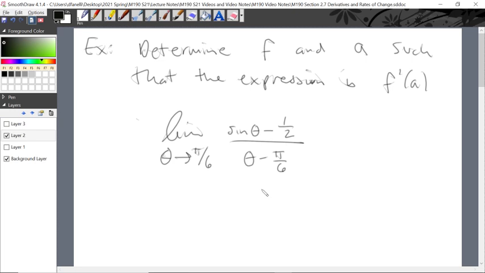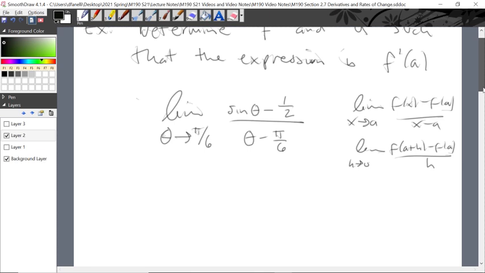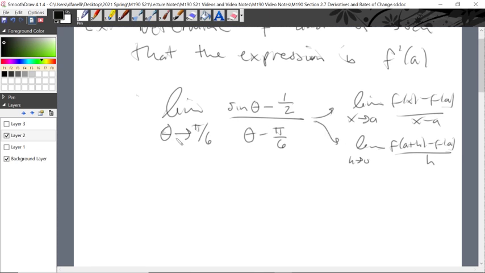What is the function f going to be? Let's take a look at what form this seems to take. Here's a couple of our main forms. The limit as x goes to a of f of x minus f of a over x minus a, or the limit as h goes to 0 of f of a plus h minus f of a over h. Which of these two forms does this seem to resemble more so? Well, we have a variable approaching a finite value that's not 0, so it looks like it's this first one right here, the limit as x goes to a of f of x minus f of a over x minus a. So we've replaced x with the variable theta.